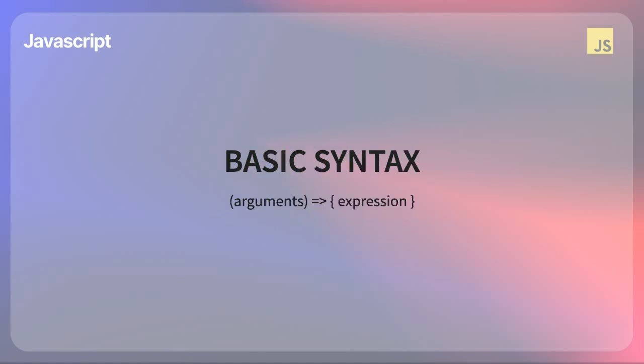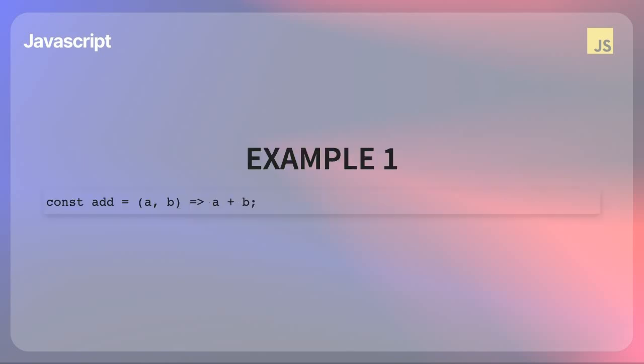The basic syntax of an arrow function is arguments equals expression. Let's take a look at an example of a simple arrow function. This function takes two arguments and returns their sum. Here's an example of an arrow function using object shorthand syntax.